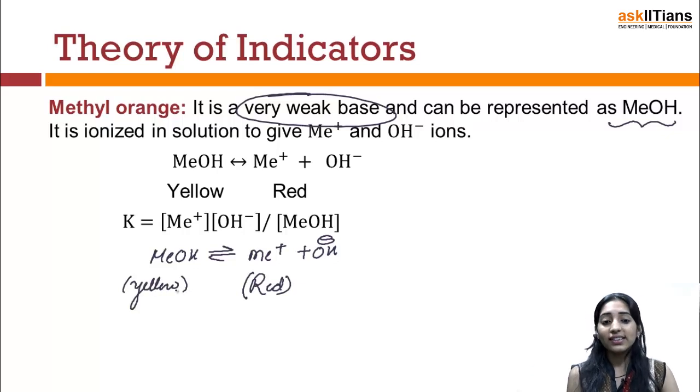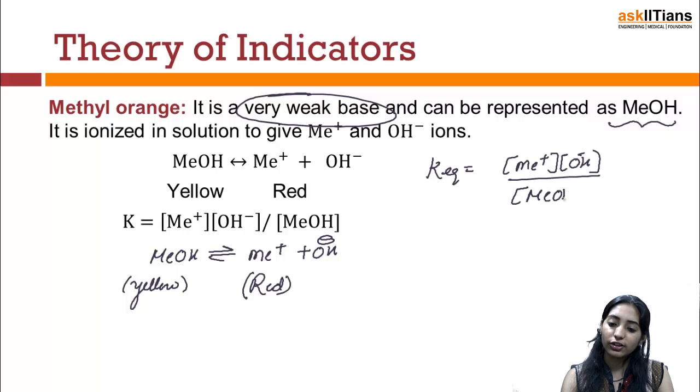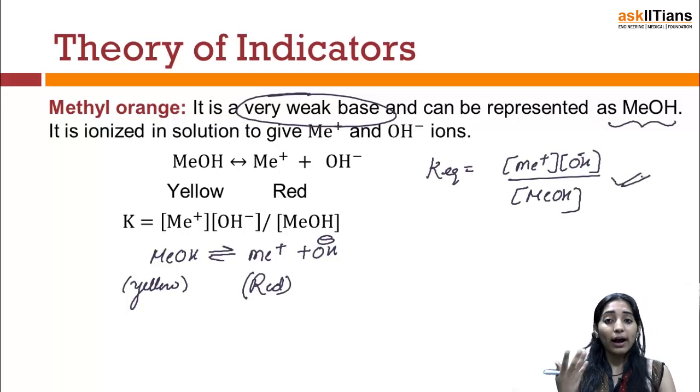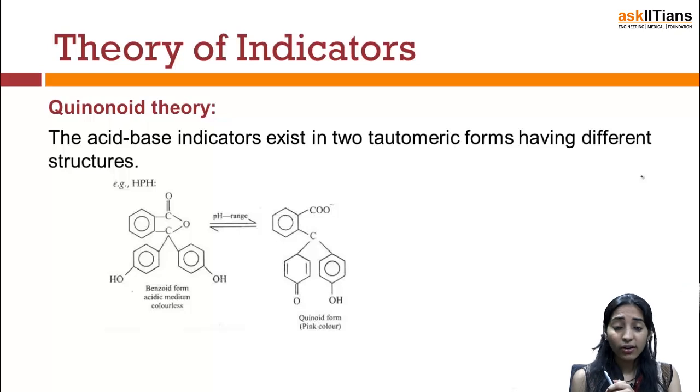Again, as in the earlier case, MeOH can be hydrolyzed to Me+ and OH-, so I can write the equilibrium constant as the concentration of Me+ multiplied by the concentration of OH-, divided by the concentration of MeOH. So for the methyl orange indicator, you have to take this reaction into account, and we can move ahead. Now let's move to one important theory which is known as quinonoid theory.